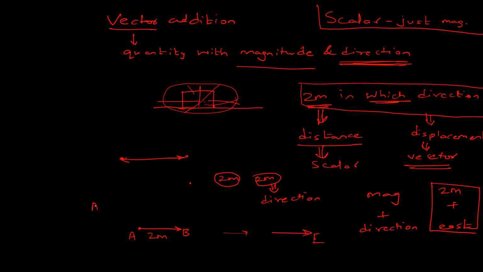The vector AB is denoted by a bar over A and B, starting from A and ending at B. So it's AB, not BA. BA would be in this direction, starting at B and ending at A. So the magnitude of AB is going to be 2. And if I write the units, it's going to be 2 meters.